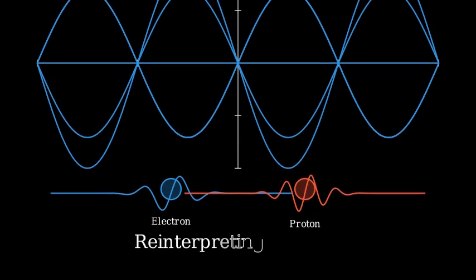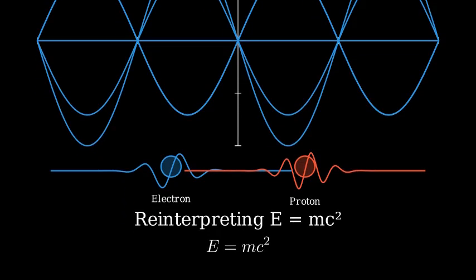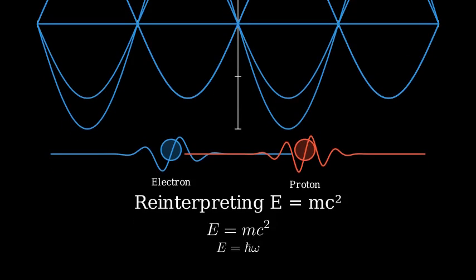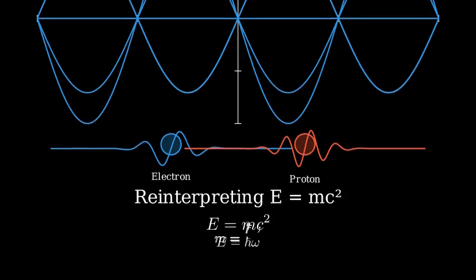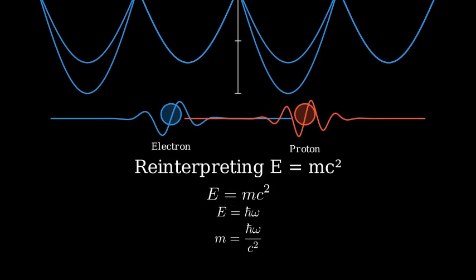This leads to a new way of understanding Einstein's famous equation, E equals mc squared. If mass is really just trapped waves, then its energy would be proportional to its frequency. The speed of light squared, c², becomes a conversion factor that relates the energy of these waves to what we measure as mass.